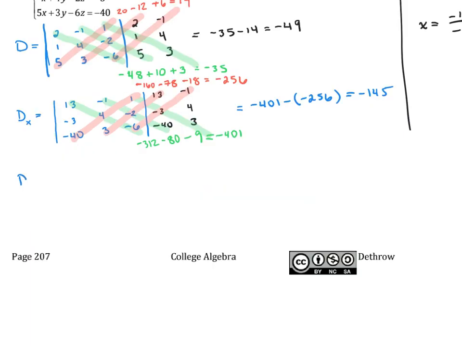So dy will equal, we'll take the coefficient determinant, and we will replace the y column with the right-hand side. Let's repeat the columns. And then we can go down minus up again.